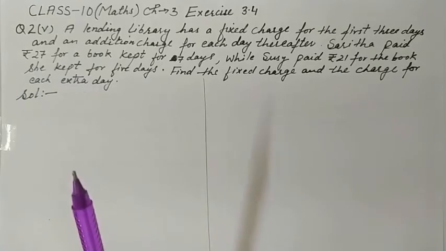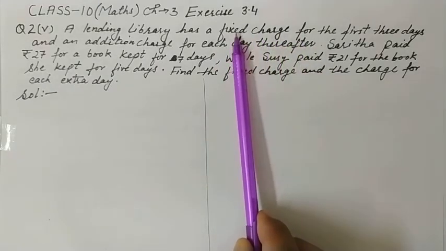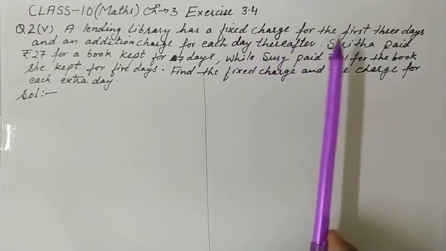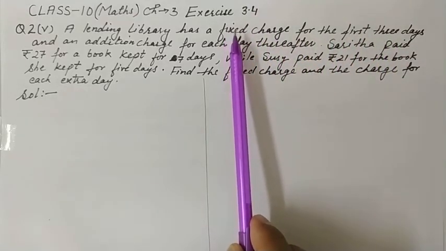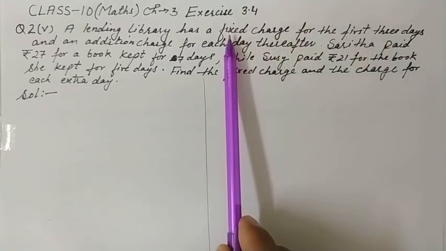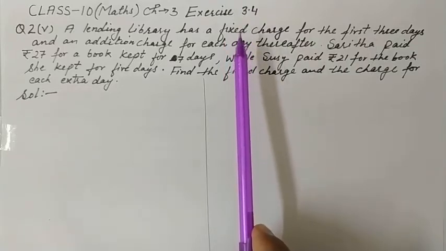So in this question, for lending a book from the library, there are two kinds of charges, the fixed charge and the charge per day thereafter. For the first 3 days the charge for the book is fixed, and then thereafter for each day the charge is different.